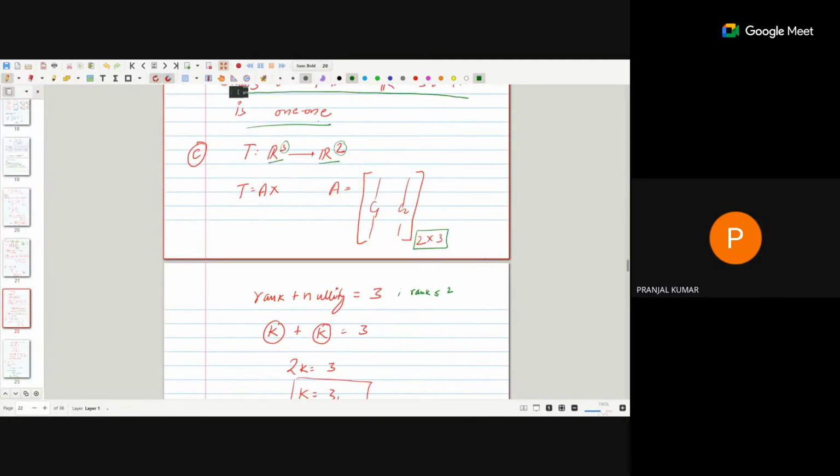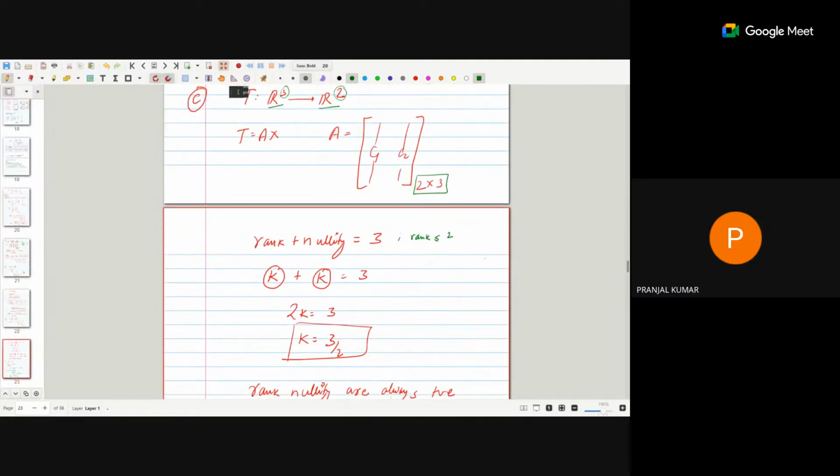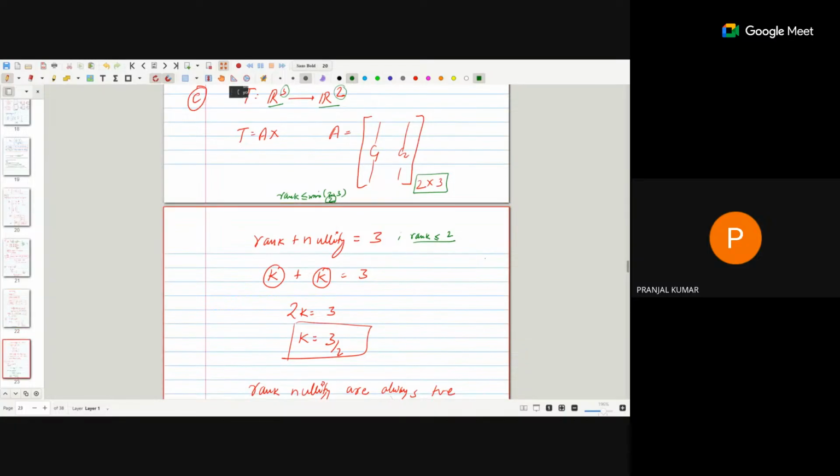Now, rank would be less than or equal to the minimum of 2 cross 3, that is 2, right? So I've written this here. Now rank plus nullity, you know, is equal to 3. That is the number of columns.